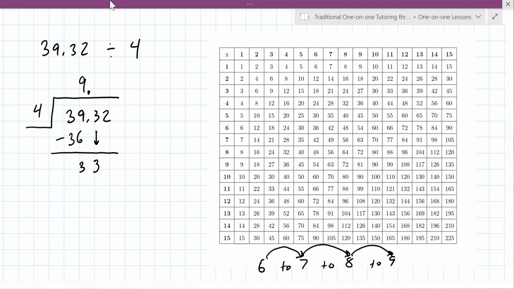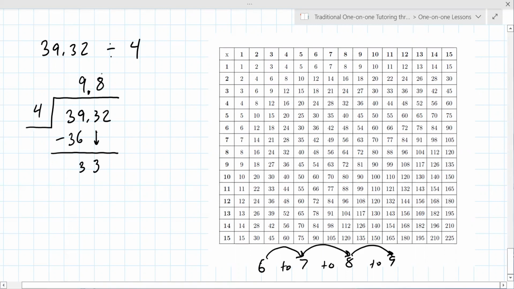33. It's around, okay, so 8. 8, very good. Put the 8 up there. And then we keep going. Take 8 and multiply by 4. Take the number up top and multiply by the number on the left.